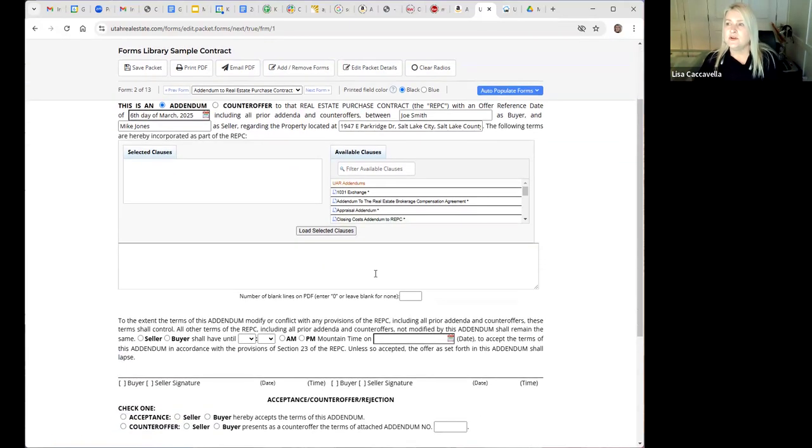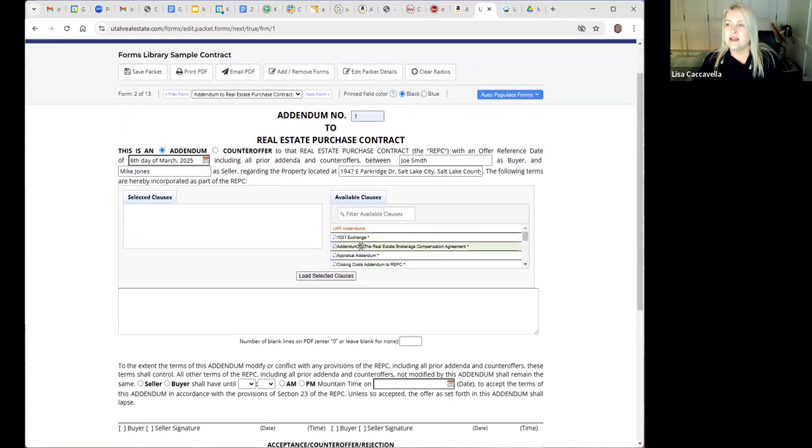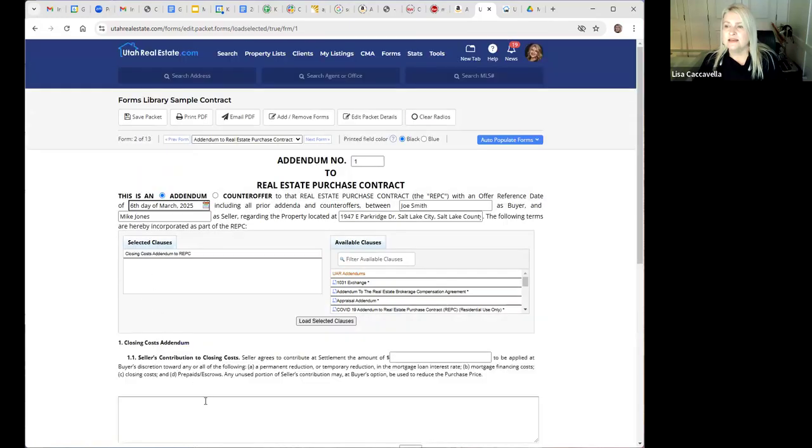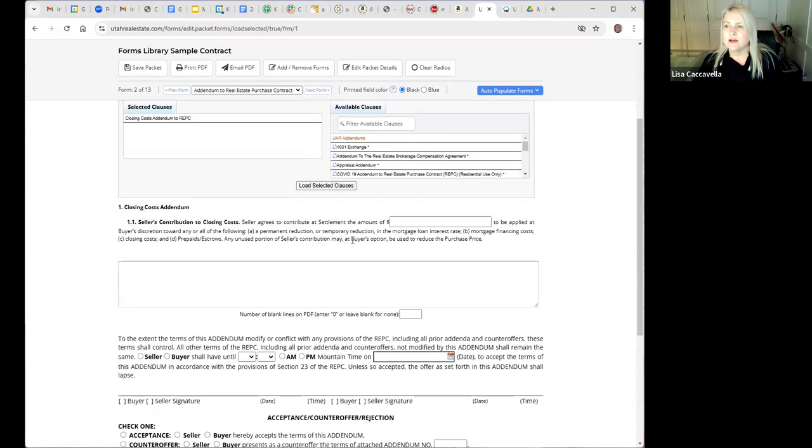And in here, if you're practicing with these contracts, you can just drag and drop closing costs. You can drag and drop it there. You can load the select clause, and it automatically puts that verbiage in there, so that it's reducing the amount of addenda that you need.